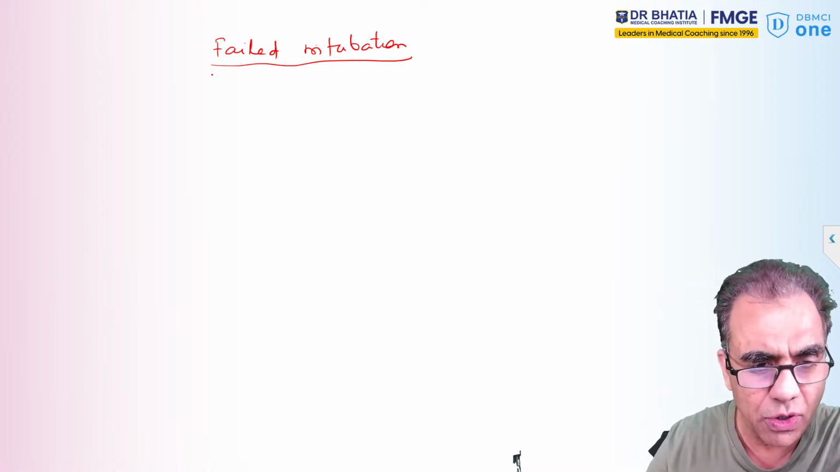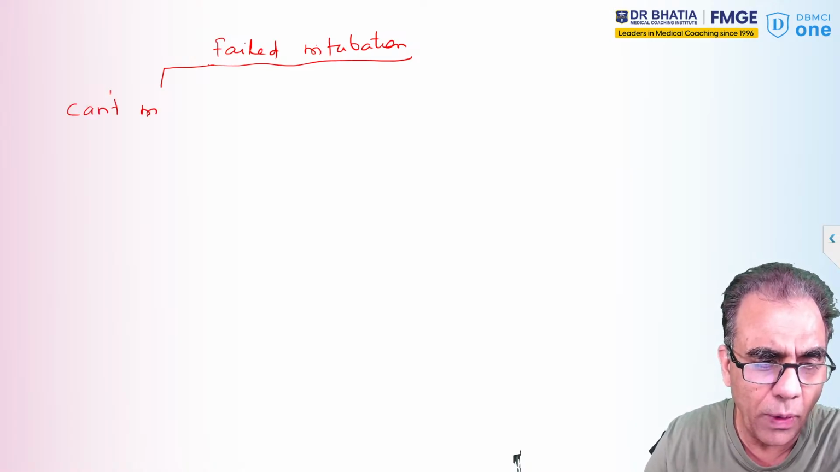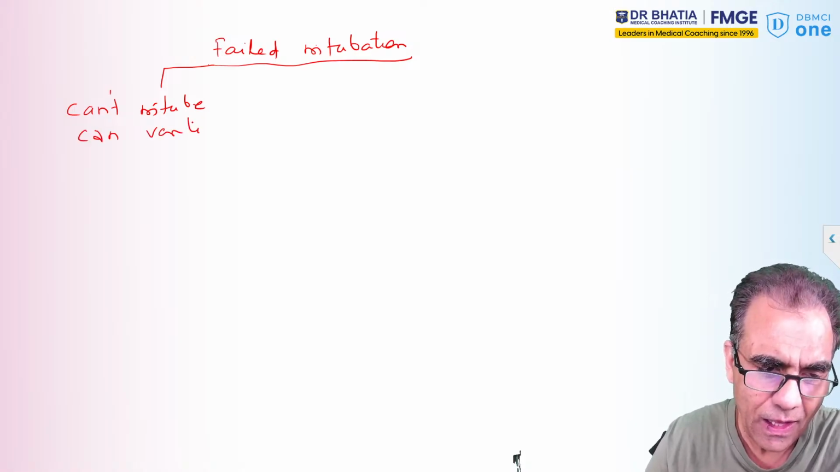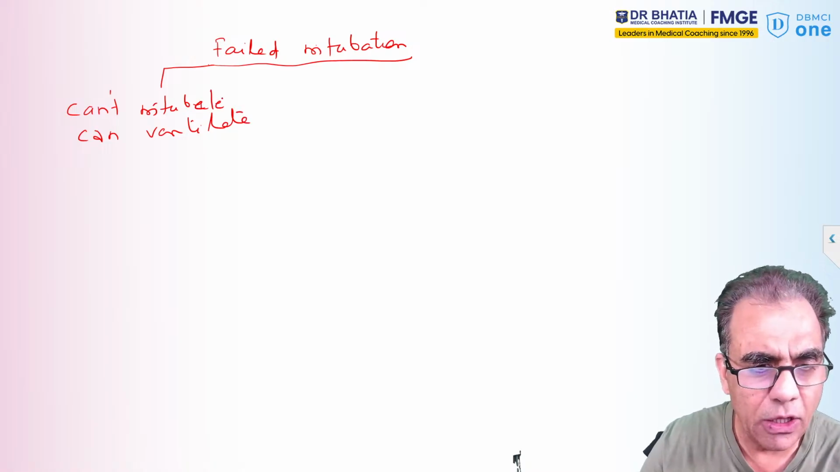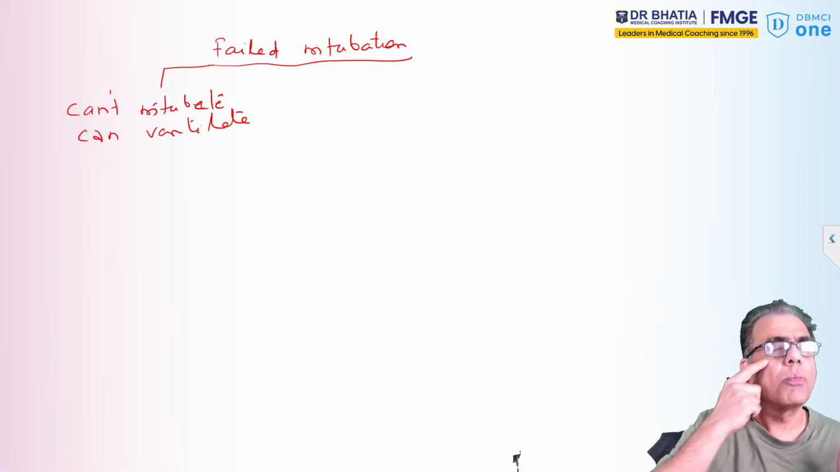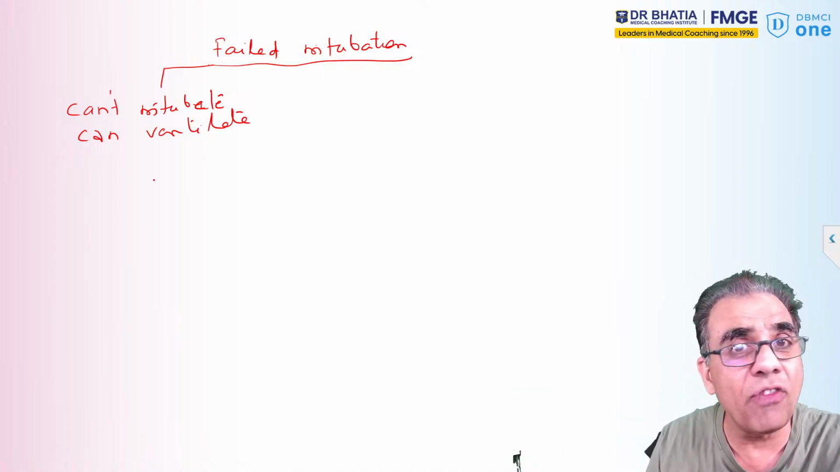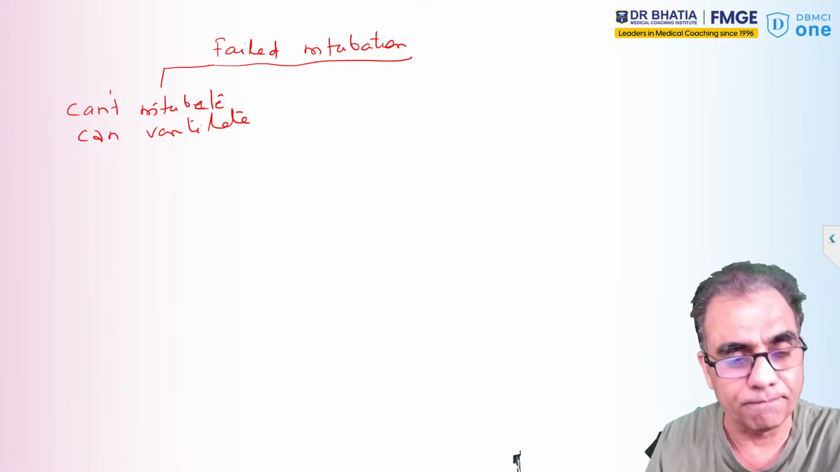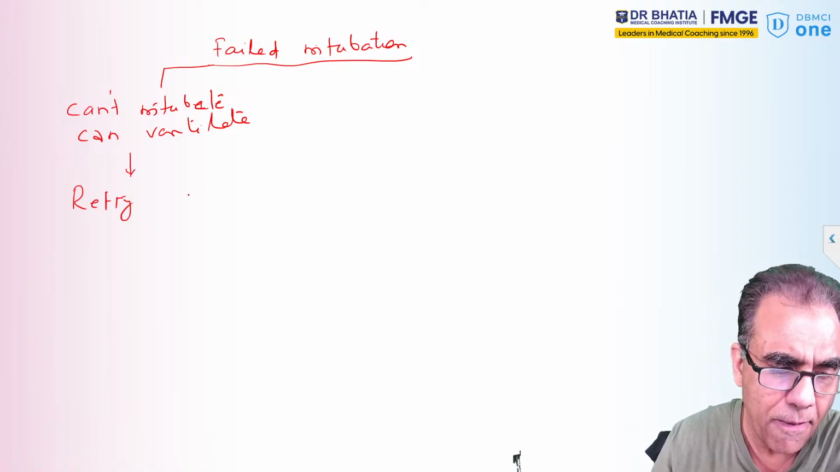Now there are two scenarios. Cannot intubate but can ventilate. It means you're not able to intubate, but you are still able to ventilate the patient with bag and mask. So this is a safe situation. No problem, you're not able to intubate, you're still able to ventilate the patient. So at least the patient will not die of hypoxia. So it is definitely not a very life-threatening situation. So here what we will do, we will retry intubation.